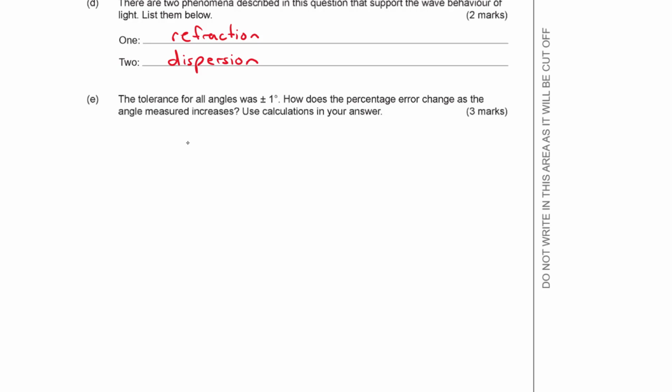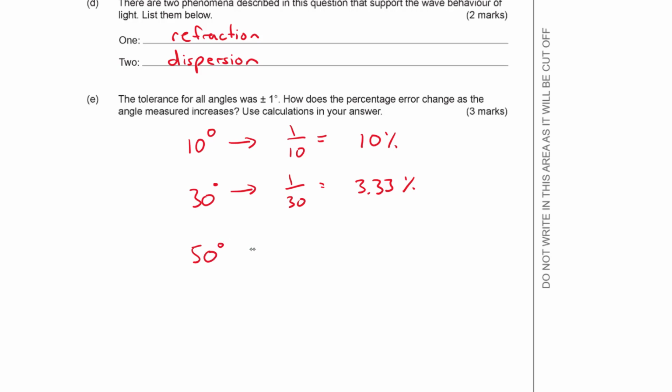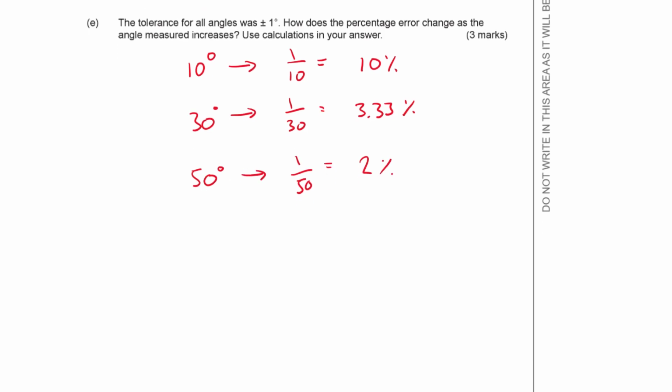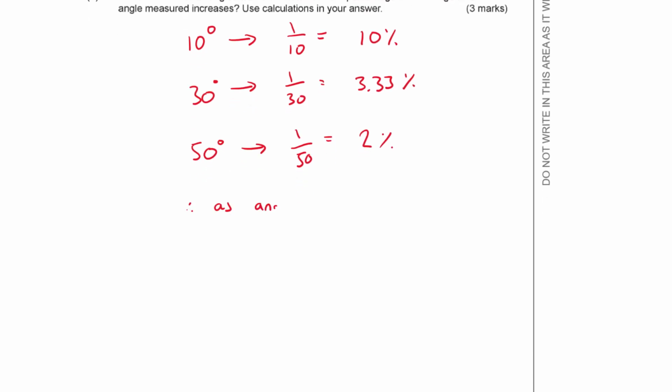So what I'm going to do is show some calculations. For 10 degrees, the percentage error is going to be 1 in 10, so it's going to be equal to 10% error. For 30 degrees, so I'm slowly increasing, it's going to be 1 on 30. You can show using proportionalities as well, but any sort of demonstration works, just to solidify it. So therefore, as the angle increases, the percentage error decreases.